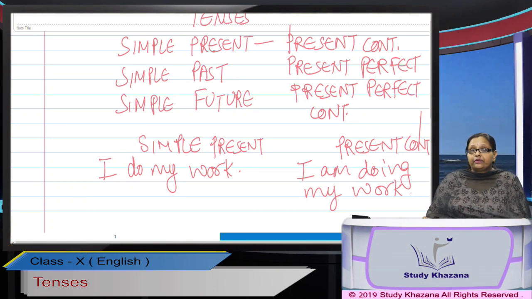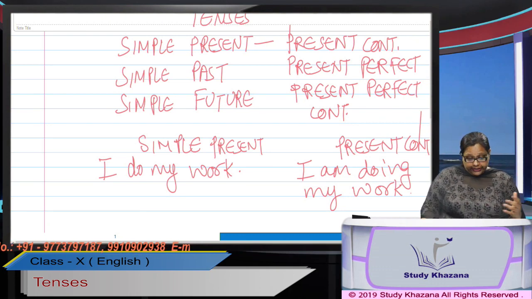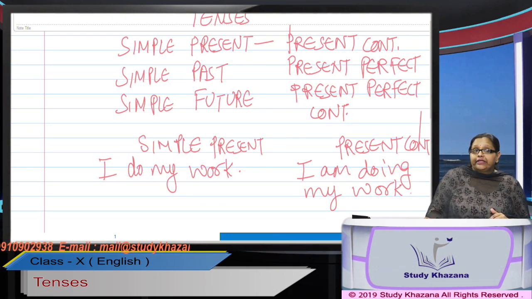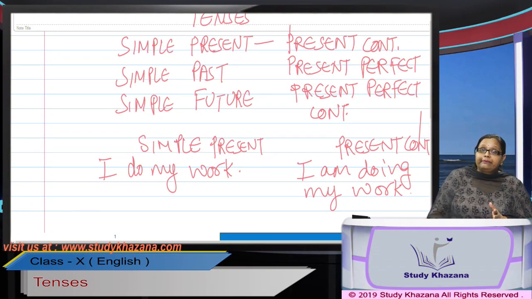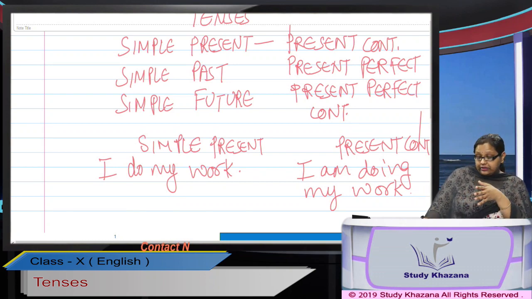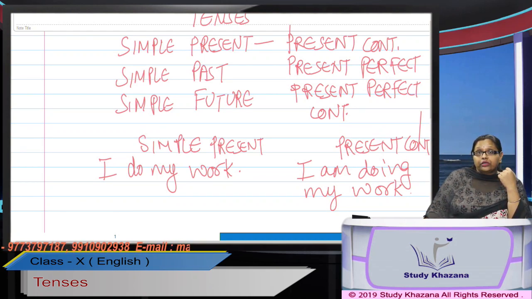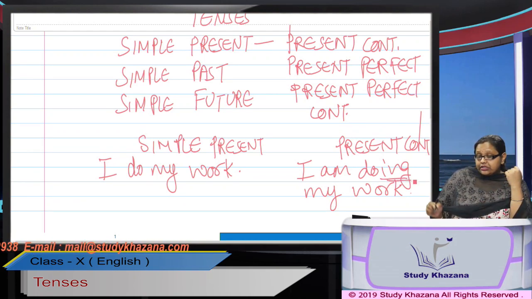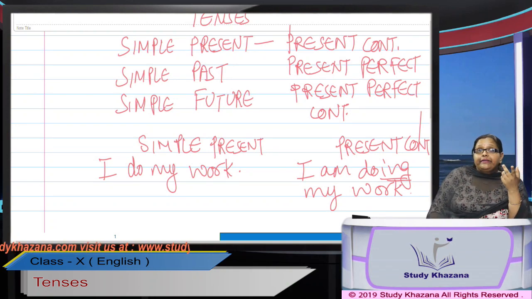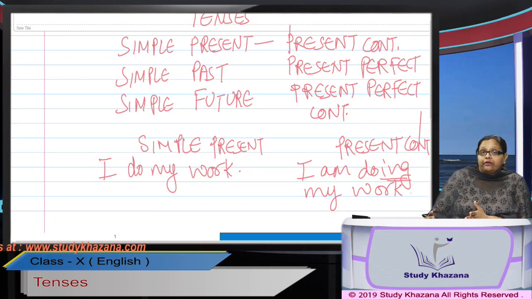Like in the first sentence, when I say I do my work, what does it mean? It denotes a simple action that I normally do. In the first sentence, using the simple present one, I am not denoting any particular timeline. That's why it comes under the simple present tense, something that I normally do or something that a subject normally does. But in the second sentence, the one which is in present continuous, where I have used I am doing my work, you can see I have used the main verb in ing form. It means that right now I am doing my work.